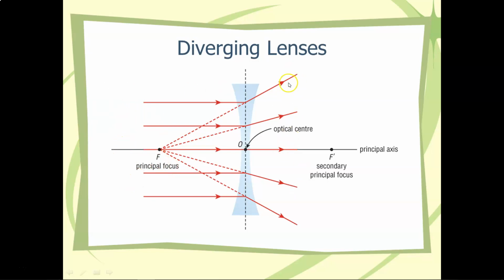And because these refracted rays will never converge on this side of the lens, this now becomes the secondary principal focus, F prime. Alright, so diverging lenses are opposites of each other in that sense. Their principal focus and secondary principal focus switch places.